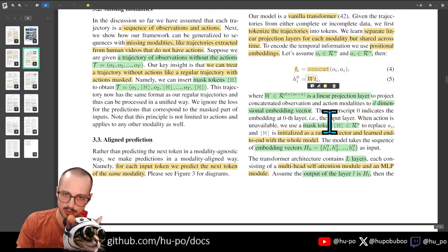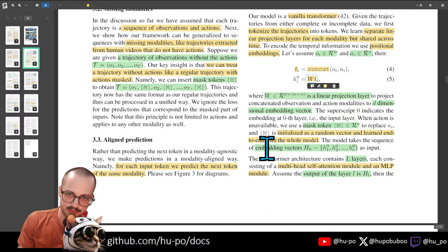When an action is unavailable, we use the mask token, which we saw before. It's initialized as a random vector and learned end-to-end with the whole model. So they actually push gradients into this, and eventually the mask token has some value. They're not necessarily going to do anything with that mask token, so I don't know if that matters much, but if you're curious.